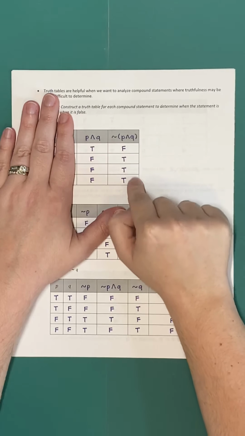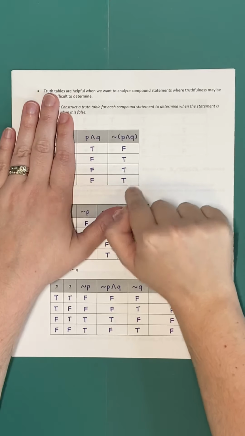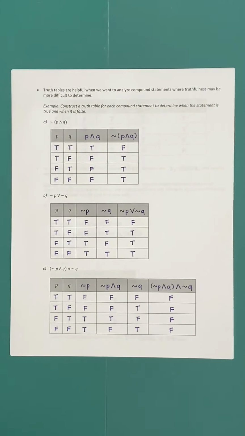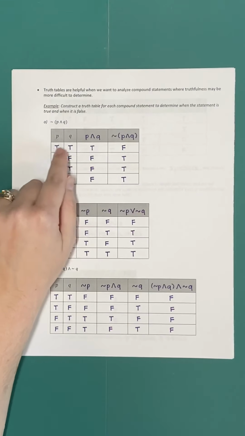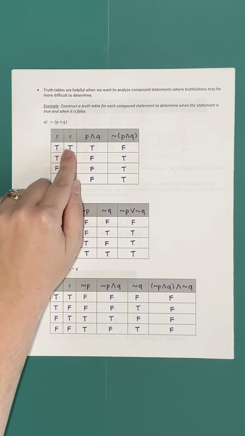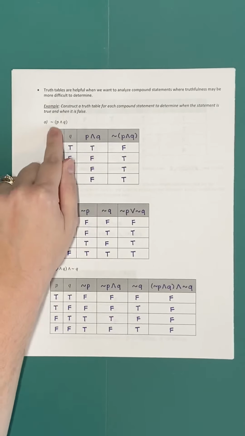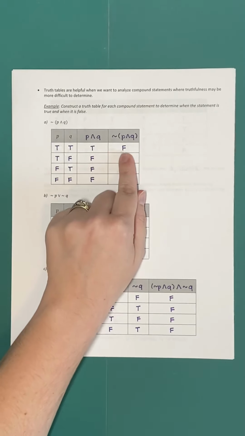So the last column represents all the possible values for any type of statement that has this particular structure. So what could we say about a statement that's structured in this way? What we would be able to say is that if both of the original statements were true, regardless of what they are, then this particular statement would result in something that is false.